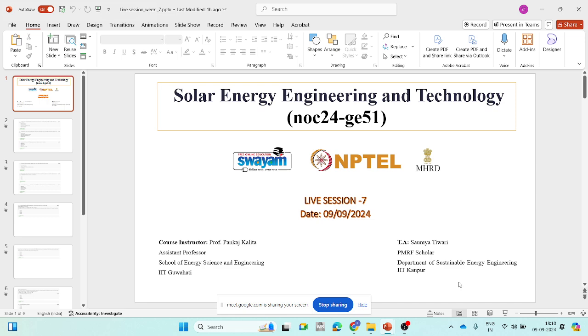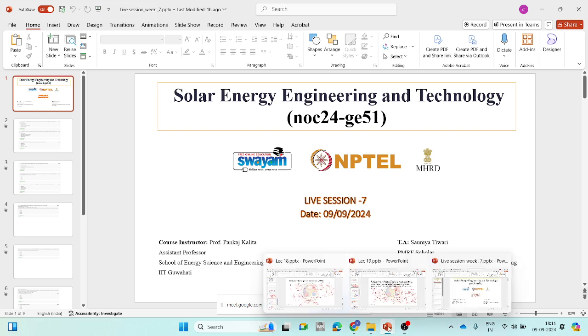So the very promising application of this solar thermal part is the flat plate collector. The basics of the flat plate collector as well as the basics of heat transfer have been told in this whole week 7 content.